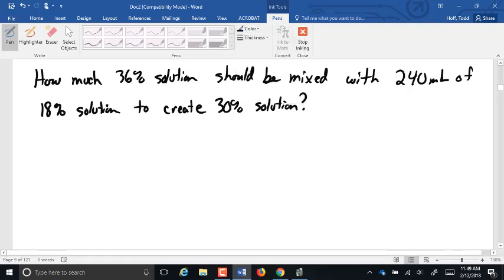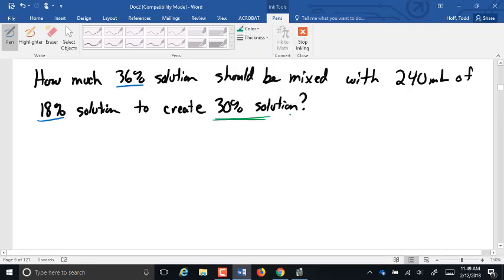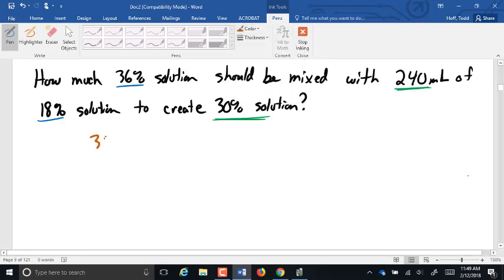So here we have all the percents, all the concentrations. We know that we are using 36 and 18% solutions in an effort to create a 30% solution. And we know the volume that we have of the 18%. So let's take a look at this. We have 36%. We're combining with 18%, trying to create 30% solution.